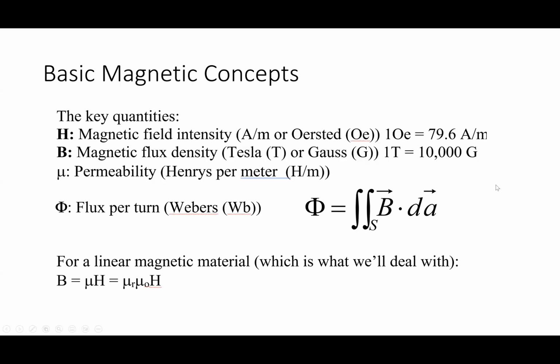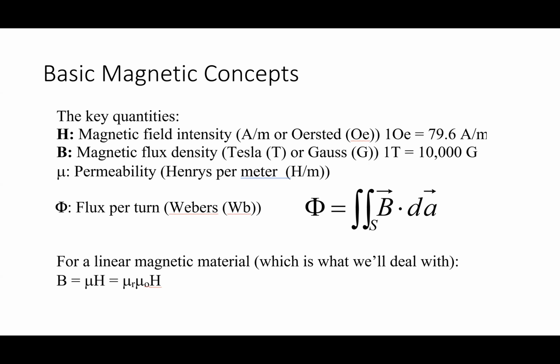There's three laws that apply if I have magnetic problems. So here's our basics: H and B. H is what I call the magnetic field intensity. I measure it in amps per meter.